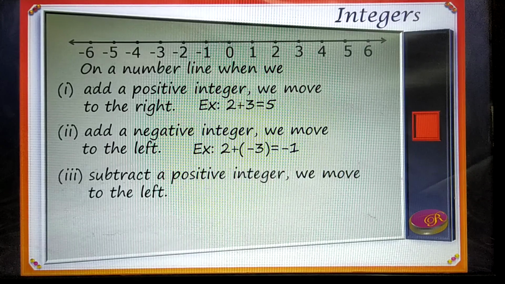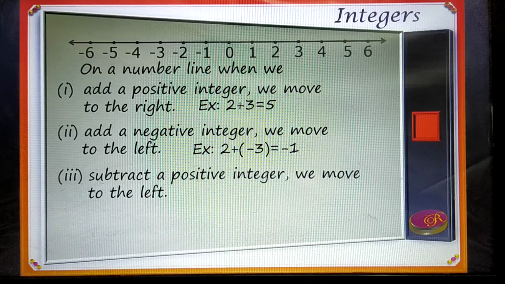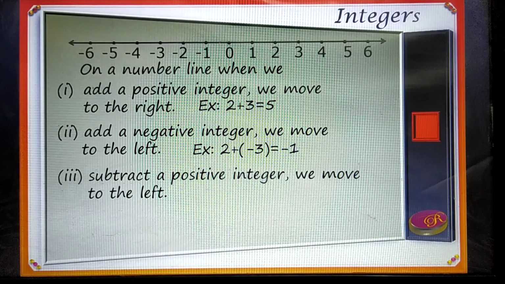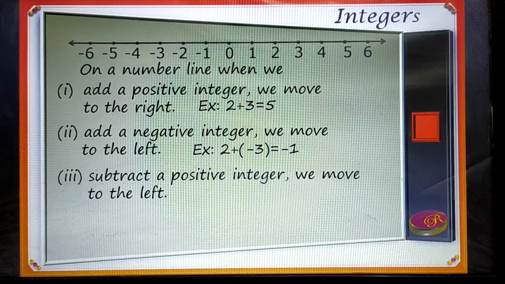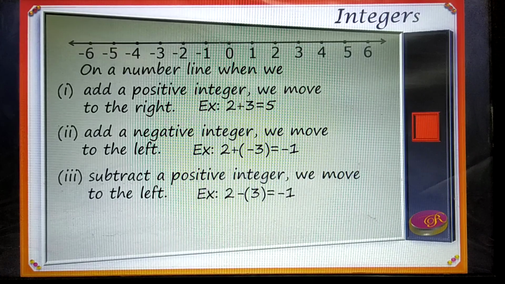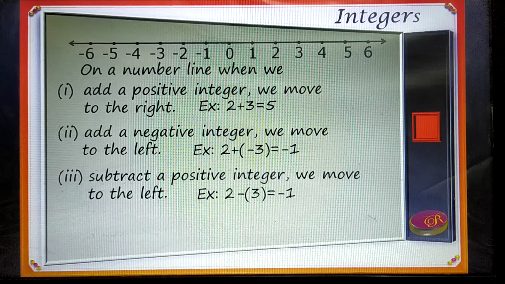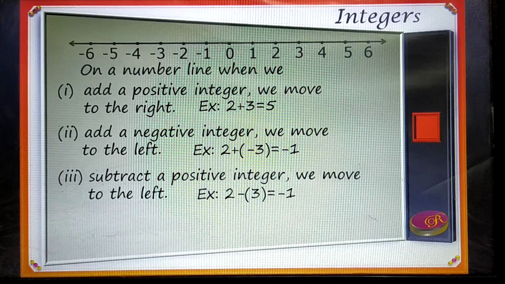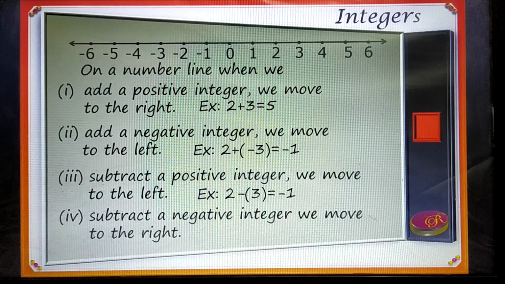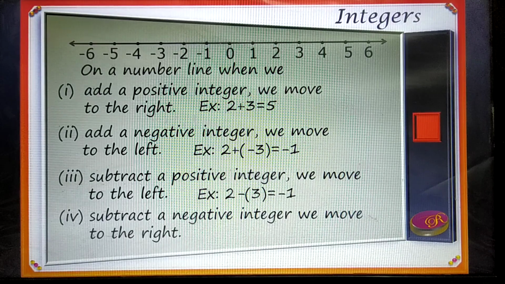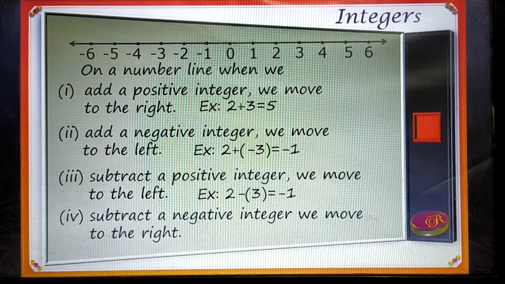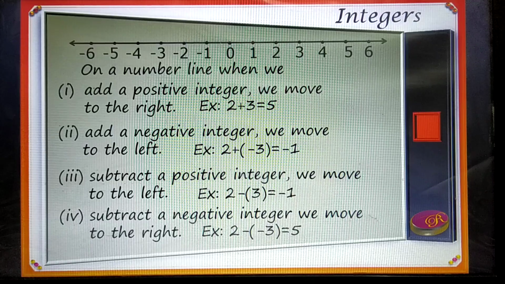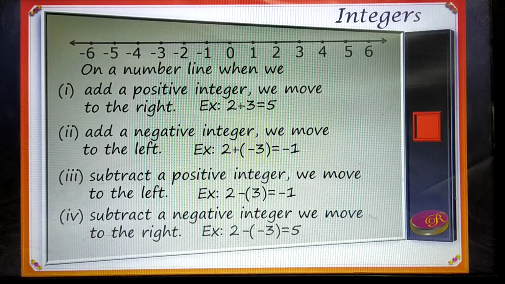When we subtract a positive integer, we move to the left. For example, 2 minus 3 is equal to minus 1. When we subtract a negative integer, we move to the right. For example, 2 minus of minus 3 is equal to 5.